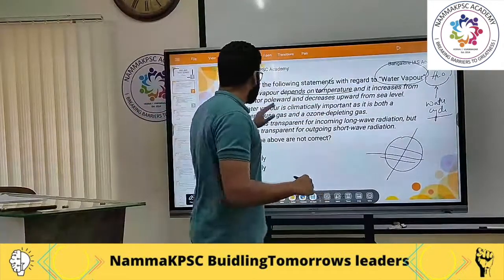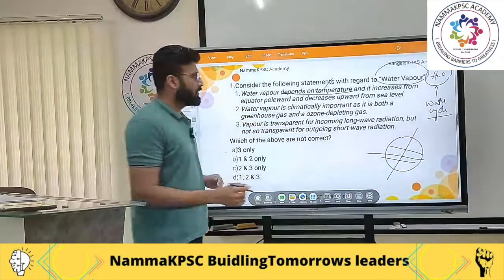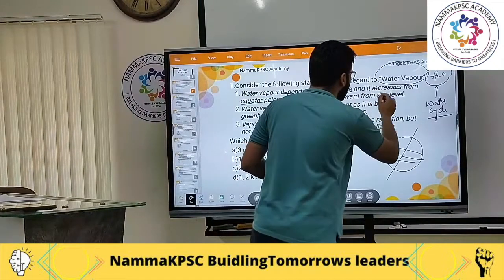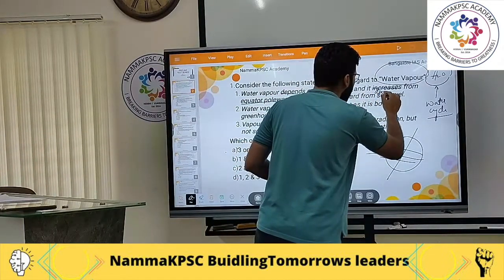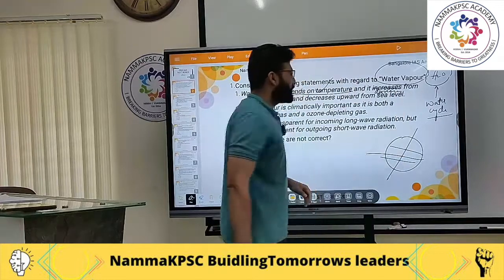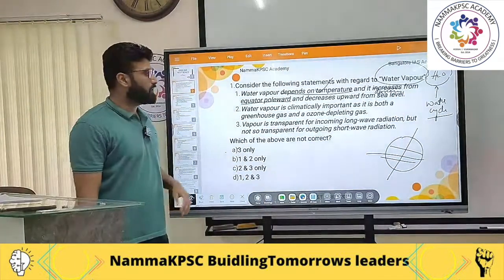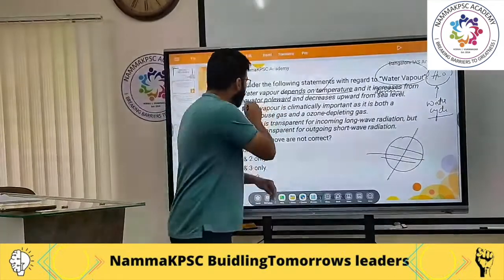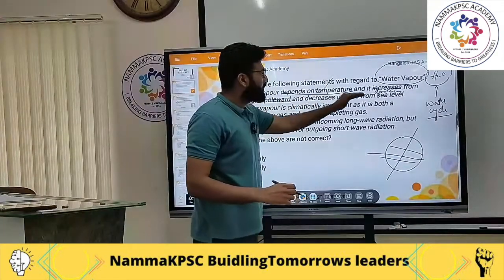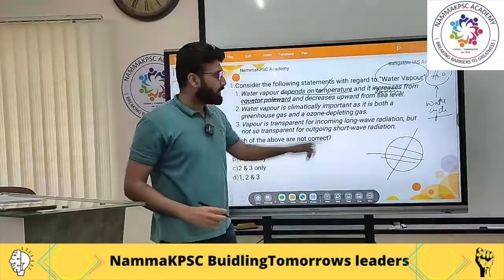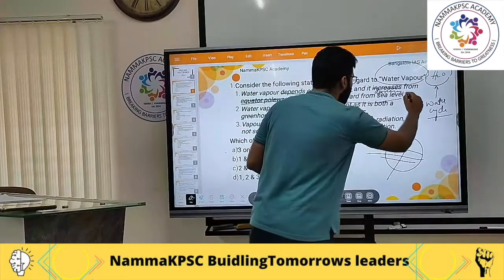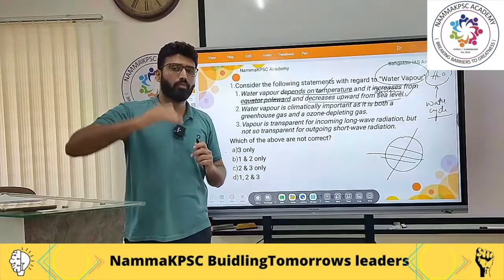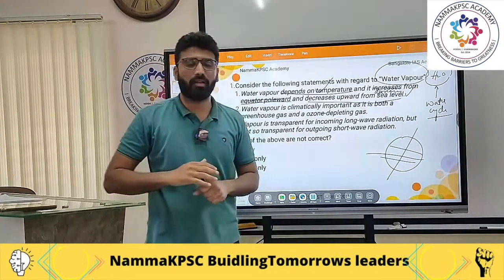And it increases from equator to poleward? No. This is wrong. It is not increases, rather it decreases from equator to poleward. So this is incorrect. And decreases upward from sea level, this is correct. It does decrease from ground level as you move up to greater altitude in the atmosphere.